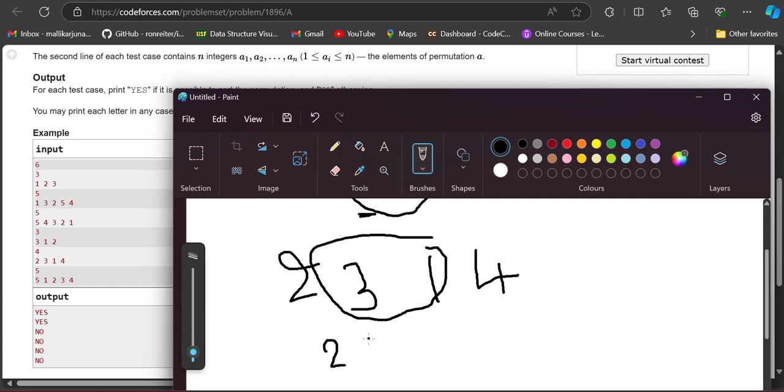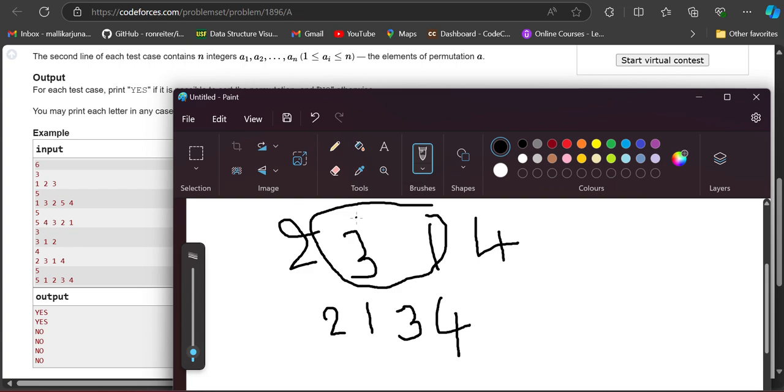So 2, 1, 3. Okay. Now 3 is less. Okay, 4 is actually there. And initially we are checking this. Now we have to move to increment our index. So we are right here. So that means we are right here.